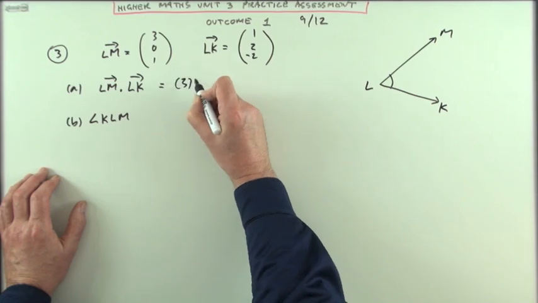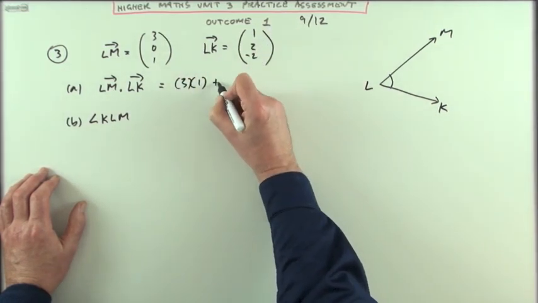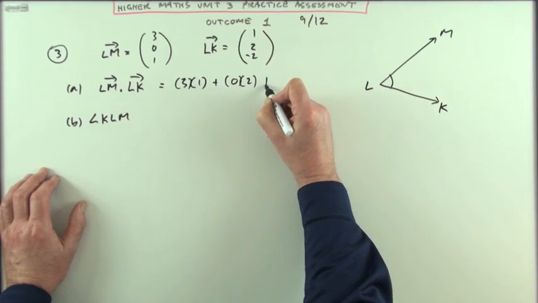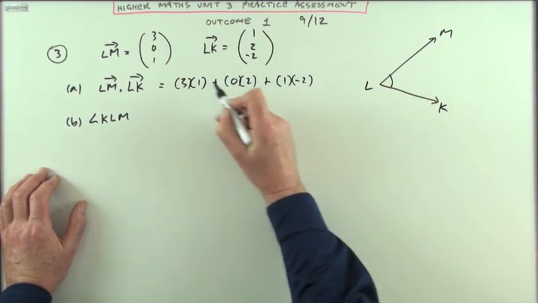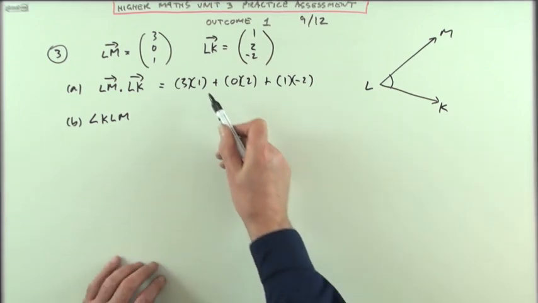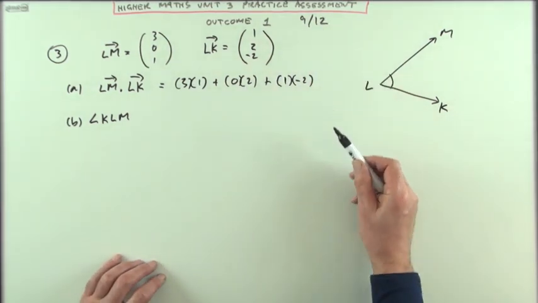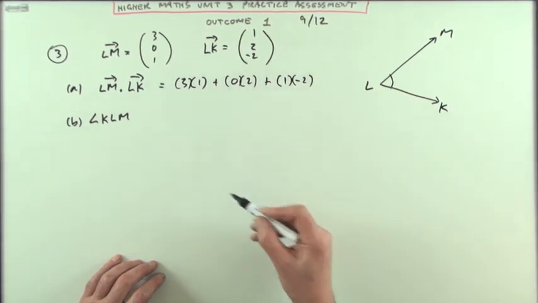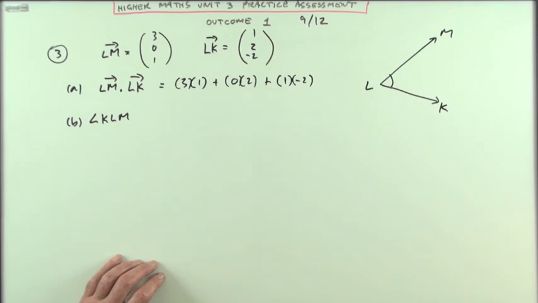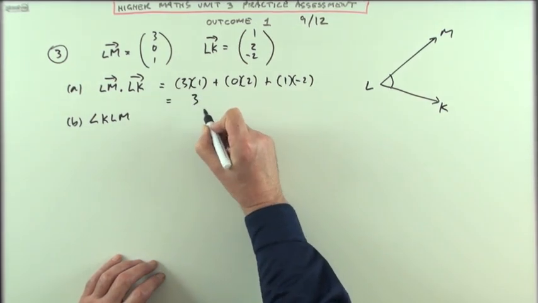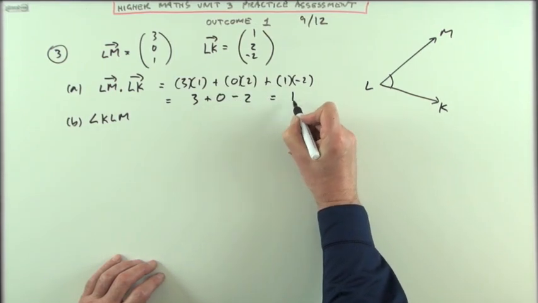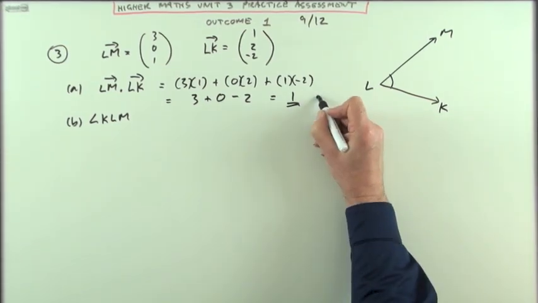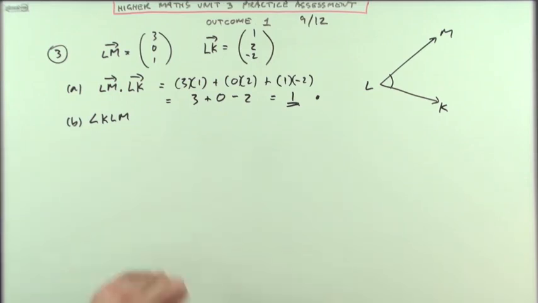It'll be the 3 times the 1, the product of the x's, the 0 times the 2, the product of the y's, plus the 1 times the -2, the product of the z components, not being 3 separate components in a vector, but being added together to make a single number. So what I have is a 3 plus a nothing, take away a 2, which is just 1. There's the first mark. Second part, how do I find the angle between two vectors?